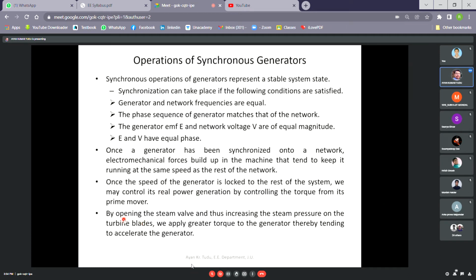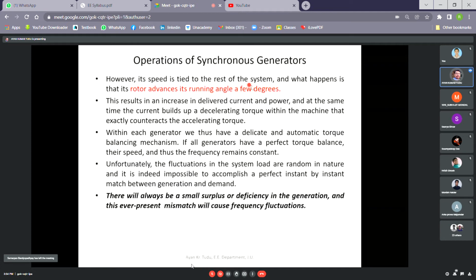Okay, how is it controlled? We are opening the steam valve, increasing the steam pressure. If you open the steam valve, there will be an increase in the steam pressure on the turbine blades. So we are applying greater torque to the generator, thereby tending to accelerate the generator. But what are we saying? We are saying that the speed of the generator is locked to the rest of the system. But again we are also saying that the generator is accelerating. Okay, what do you mean by that? Since the speed is tied to the rest of the system, what happens is that the rotor advances its running angle a few degrees. Okay, so মানে কি এবার তুমি বুঝতেই পারছো যে রোটারটা কিছুটা মানে ওই যে ডেল্টা ভ্যালুটা কি হলো, ইনক্রিজ করে গেল। Okay, so what will happen?